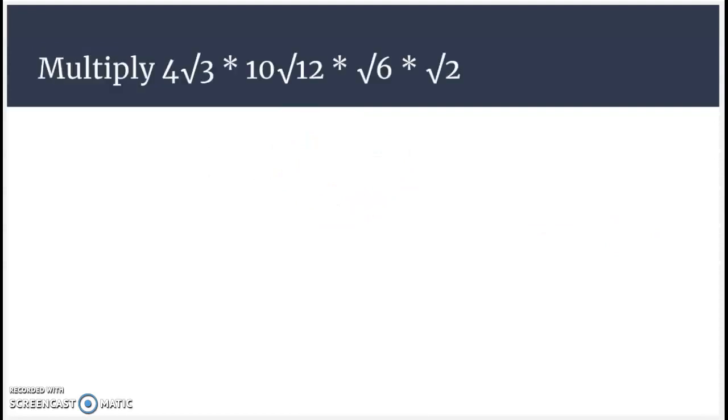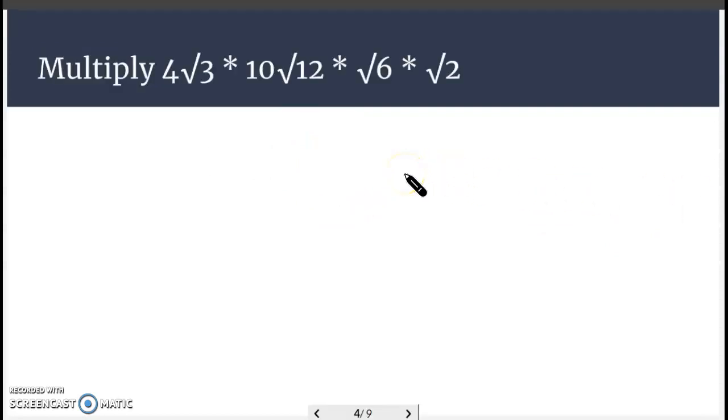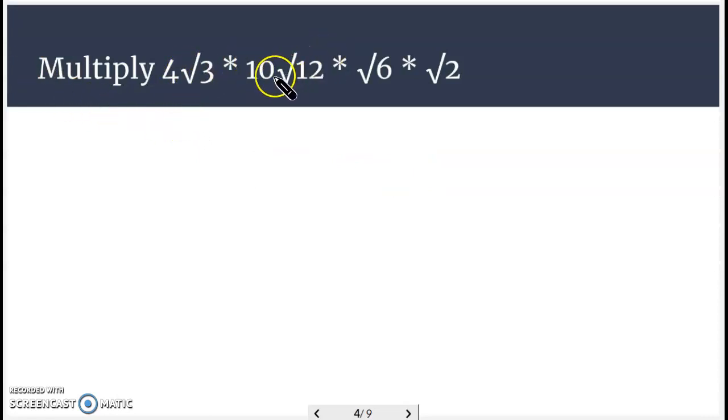Alright, next up, we're going to do some multiplying. Now, there's several ways to do this. We could multiply the 4, the 10 together, and then 3 times 12 times 6 times 2, but we're going to break it down individually. Let's rewrite 4 square root of 3. Let's rewrite 10 square root of 12, but I'm going to rewrite that as 4 times 3.